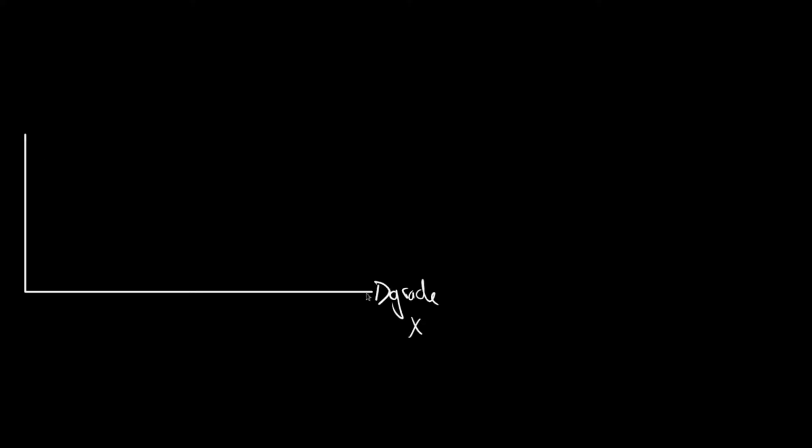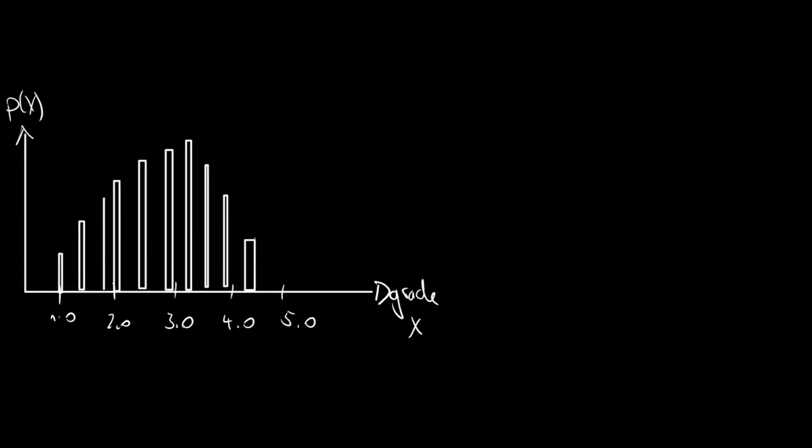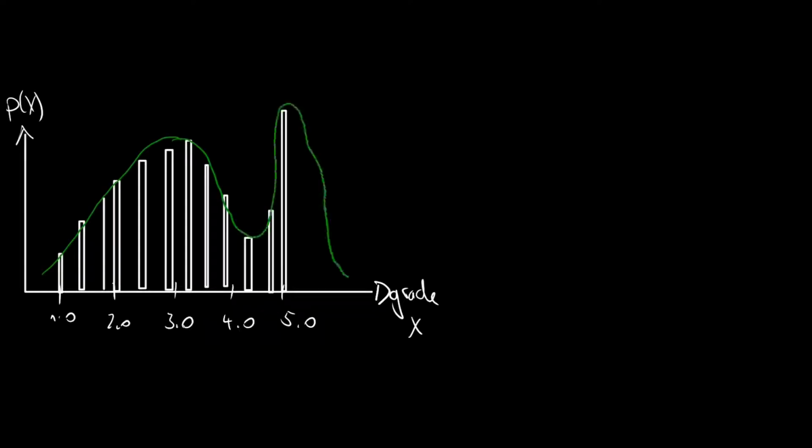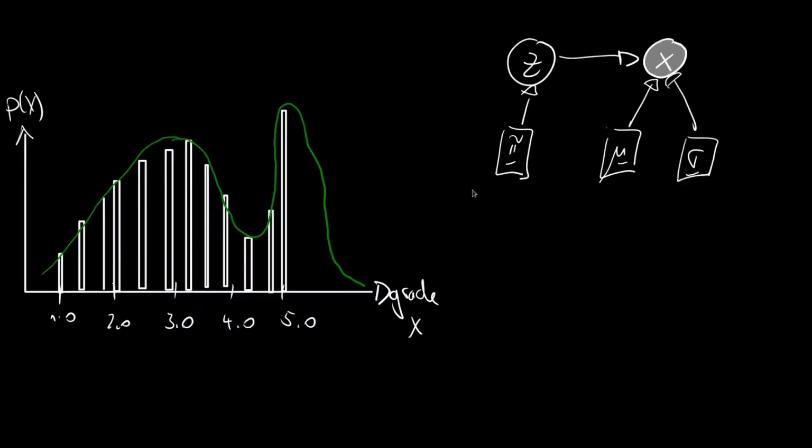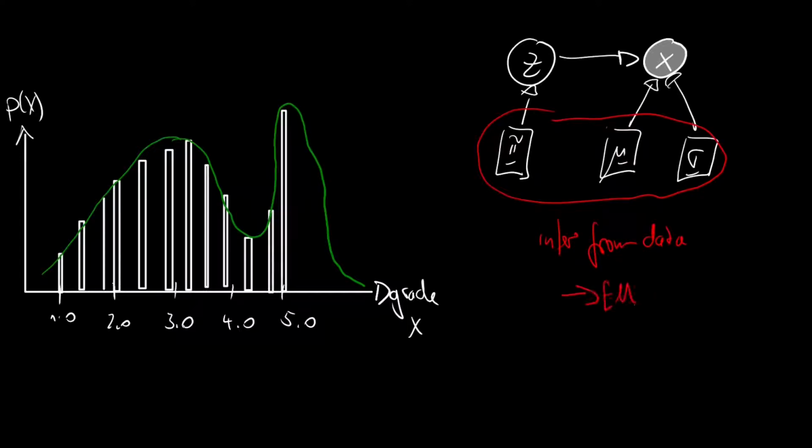We want to cluster the grades after an exam. For this we create a histogram, and we see our histogram has two peaks, so we try to fit a Gaussian mixture model. The Gaussian mixture model takes three parameters that we can infer from the data using the EM algorithm. Now we want to implement this in Python.